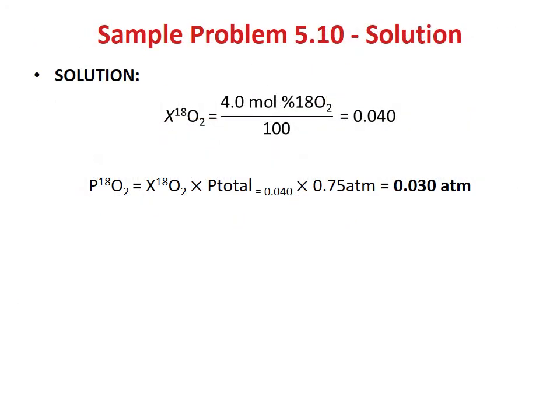So here we first use mole % divided by 100, which gives you 0.04. So instead of 4%, we have 0.04 mole fraction of oxygen-18. And then using the mole fraction multiplied by the total pressure, which is 0.75, gives you 0.03 atmosphere. And that's the partial pressure for oxygen-18.